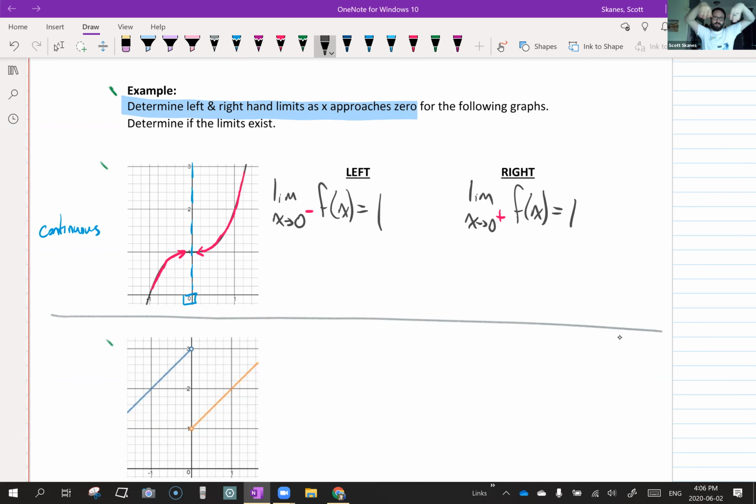If the left people and the right people agree, which never happens in the United States, but left-hand people, right-hand people agree, then the limit exists. So we're going to say the limit exists. There is a limit. There's a number that the left hand and right hand can both agree on.